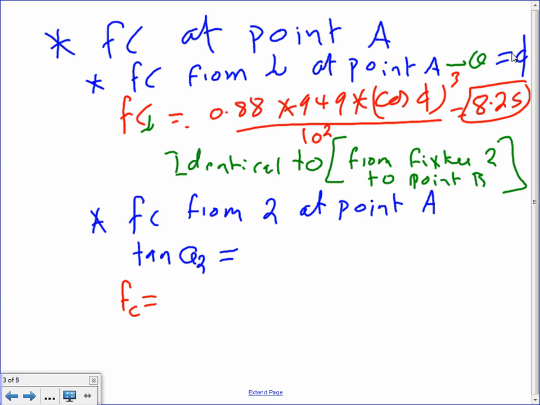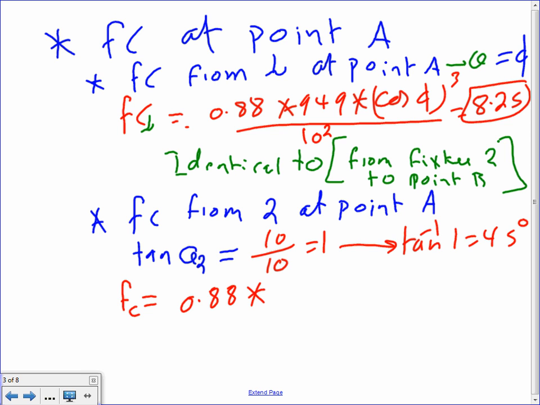Let's go to fixture 2, from fixture 2 at point A, also symmetrical. Anybody can tell me the answer before I start it. I'm going to do the calculation here just because, but it's really symmetrical. So let's look at the angle. The angle is tan inverse of 10 over 10, which equals 1, which is 45 degrees. Then I will use the calculation.